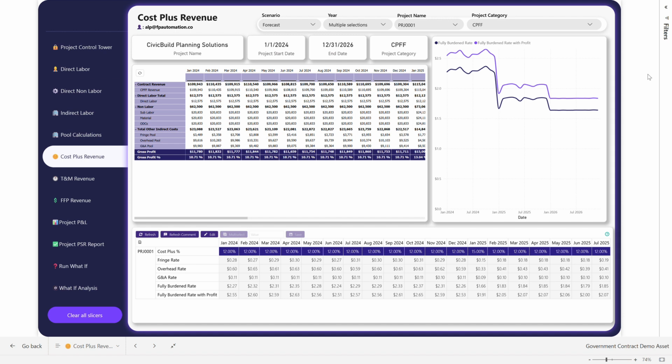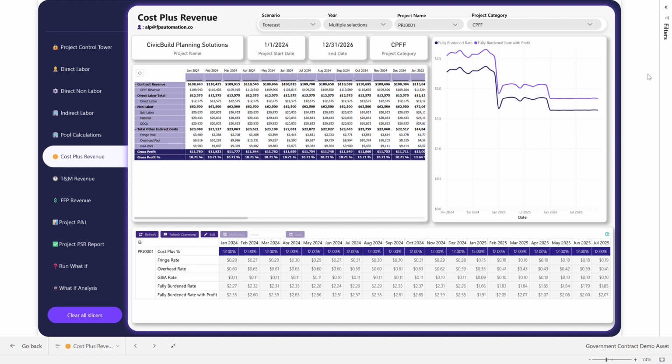Welcome back to our series on government contract planning, where we are working within Microsoft Fabric powered by Acterys in order to be able to do unified reporting as well as planning. Before I get into the contents of this video, which will be covering cost plus revenue planning, I want to quickly recap on our previous video where we covered pool rate calculations.